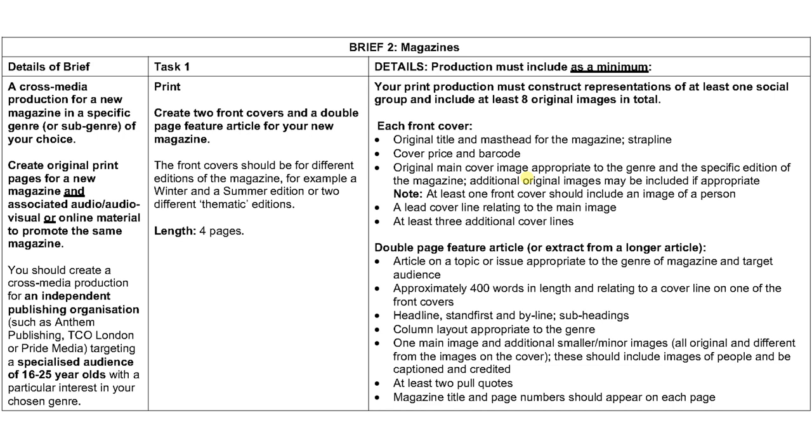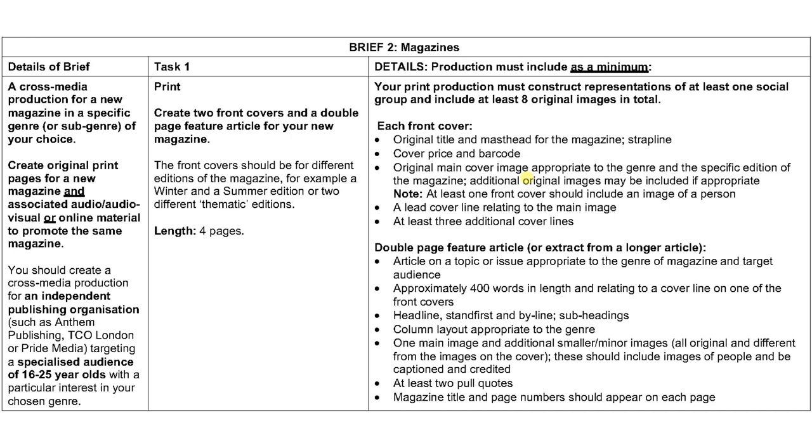What do you have to have on these pages? Now, you have to make sure that you have fulfilled the requirements of every one of these bullet points as an absolute bare minimum. Okay? If any of these is missing, you can't pass. So, you have to have an original title and masthead. And with that, it's got to have a strap line.